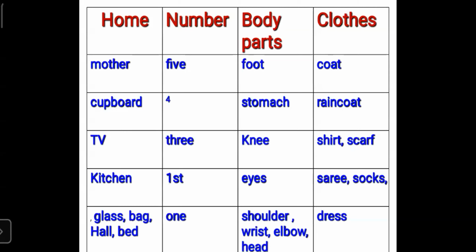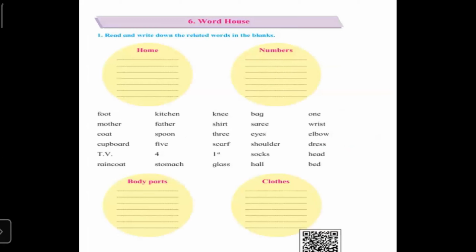So, what we have done in this lesson, children, on page number 38, 4 circles are given, and on these 4 circles, you can see 4 different words are given. And in the middle part of the page, you can see some words are also given. All the words are mixed up. Some words are related to the home column. Some words are related to the number column. And some words are related to body parts column. And in the last, you can see some words are related to the clothes column.